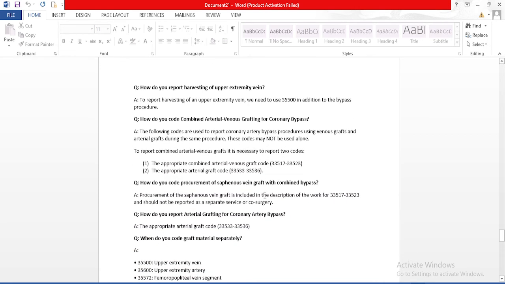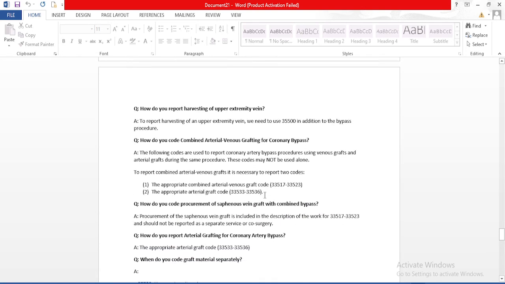Next question. How do you report harvesting of upper extremity vein? To report harvesting of an upper extremity vein, we need to use 33500 in addition to the bypass procedure. So if we harvest upper extremity vein, we can code separately. But saphenous vein, we can't code separately.